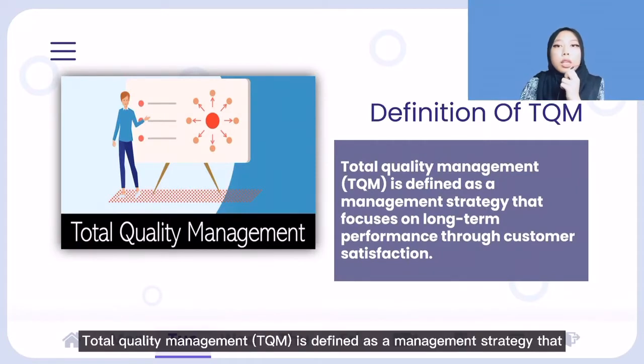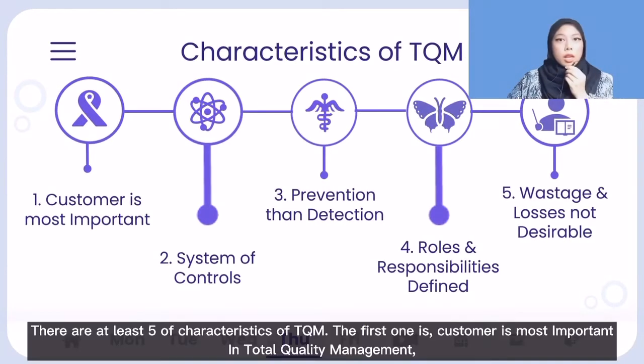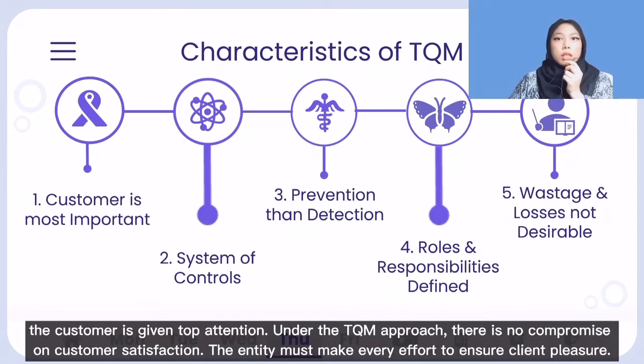Total quality management, also known as TQM, is defined as a management strategy that focuses on long-term performance through customer satisfaction. There are at least 5 characteristics of TQM. The first one is that the customer is most important. In TQM, the customer is given top attention. Under the TQM approach, there is no compromise on customer satisfaction. The entity must make every effort to ensure client pleasure.